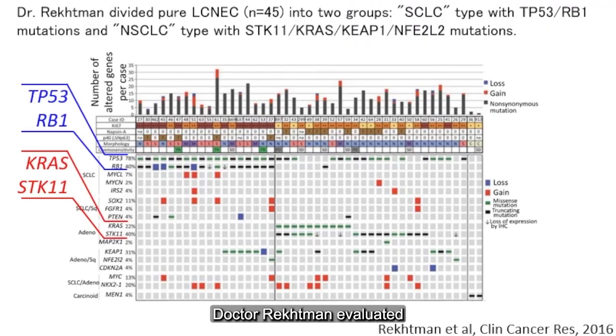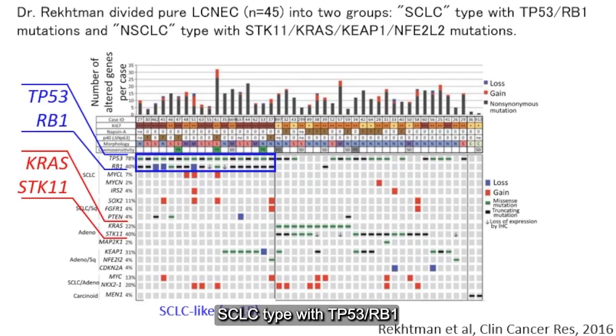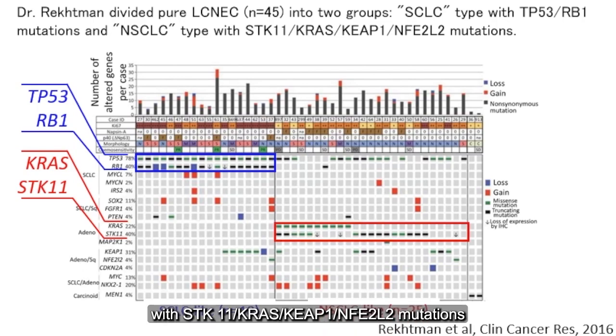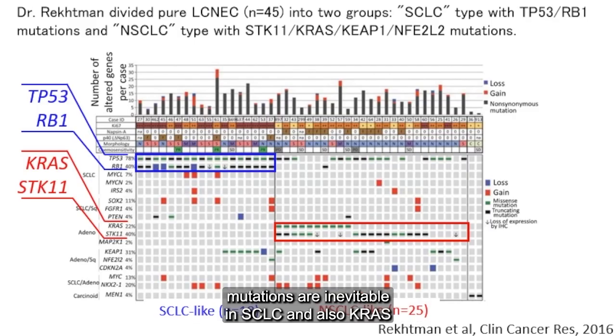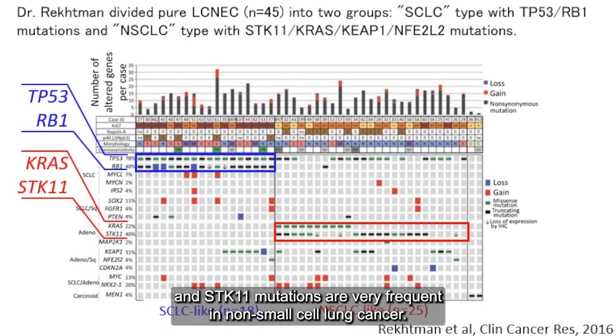Dr. Rekhtman divided pure LCNEC cases into two groups: SCLC type with TP53 and RB1 mutations, and non-small cell lung cancer type with STK11, KRAS, KEAP1, NFE2L2 mutations, because TP53 and RB1 mutations are inevitable in SCLC, and KRAS or STK11 mutations are very frequent in non-small cell lung cancer.